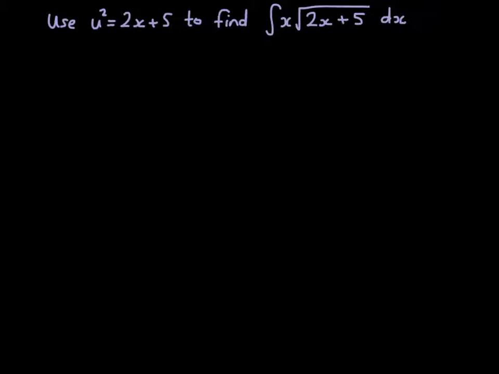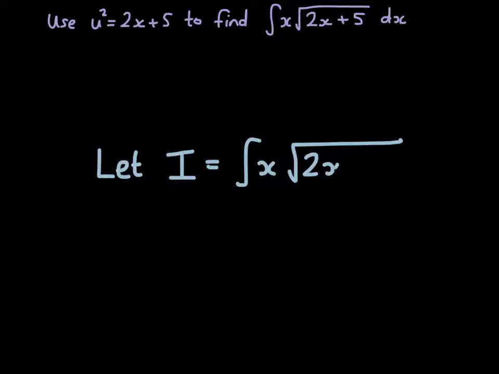Okay, there's a few more examples for integration using substitution. So this is similar to the first one we did, but instead of using u equals 2x plus 5, we're doing u squared equals 2x plus 5. So let I equal the integral of x times the square root of 2x plus 5 with respect to x.